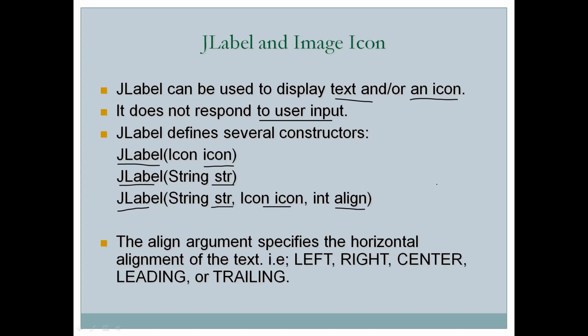Any of these constructors can be used to create a JLabel. The align argument specifies the horizontal alignment of the text, and the value can be left, right, center, leading, trailing. So any of those values can be passed as an argument for the align attribute.